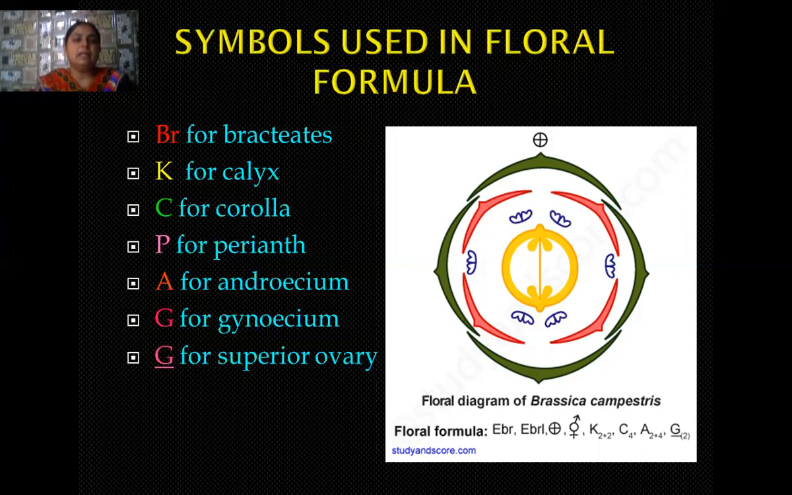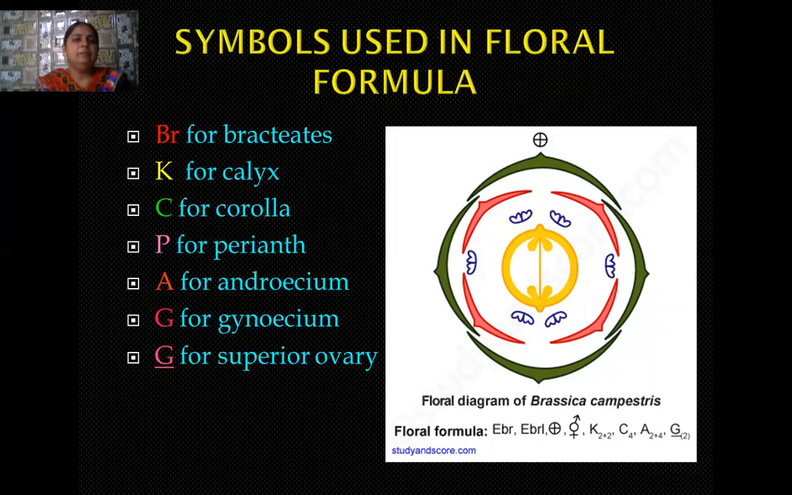Sometimes the sepals and petals cannot be easily identified. So there is a mixture of sepal and petals that is known as perianth. P for perianth. A for androecium, that is male reproductive organ. G for gynoecium, that is female reproductive organ.